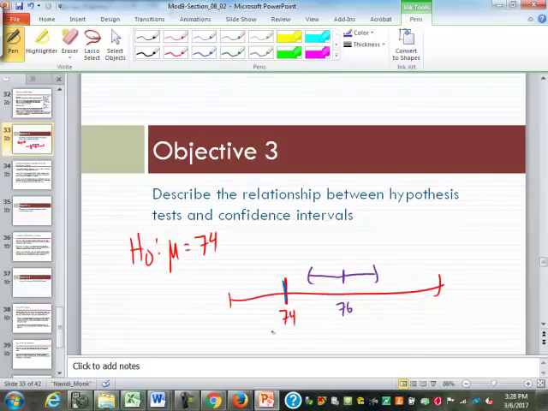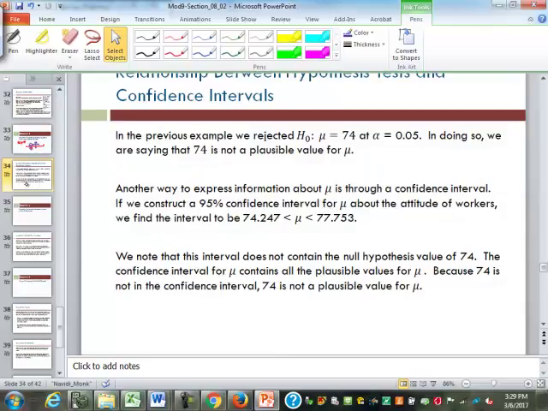Since it does not include the 74, we're saying either we took a really, really bad sample, or the 74 must be incorrect. Well, depending on our confidence level, this was a 95% test, or alpha was 0.05. So we're 95% confident that that interval should contain the true population mean. So we're going to conclude that most likely this assumption was not right.